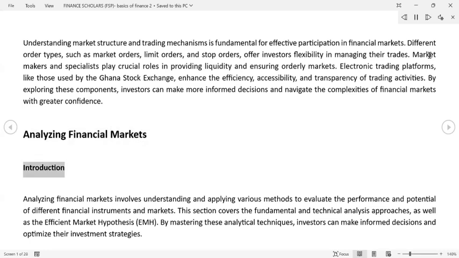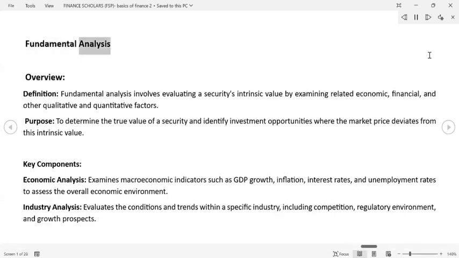Analyzing financial markets. Introduction. Analyzing financial markets involves understanding and applying various methods to evaluate the performance and potential of different financial instruments and markets. This section covers the fundamental and technical analysis approaches, as well as the efficient market hypothesis, EMH. By mastering these analytical techniques, investors can make informed decisions and optimize their investment strategies.